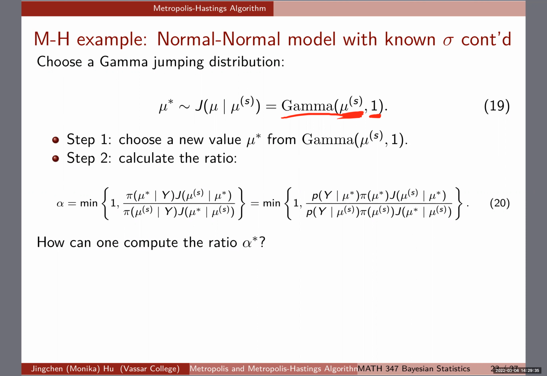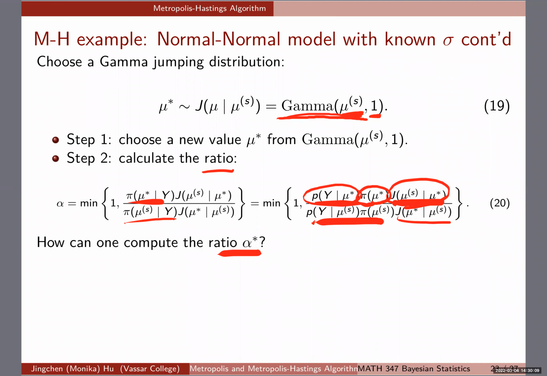So step one is I'm going to draw a mu star from this gamma. The next step is I'm going to calculate the ratio, and just like before, the ratio depends on the data itself. If you look at this, this is going to be a normal, because this is the data model. This is also a normal, because this is from the prior as a normal, and this is the gamma. So very similar to the previous one that we have seen, but instead of only the first two, we have the last correction factor as well, and we know that it's coming from equation 19.